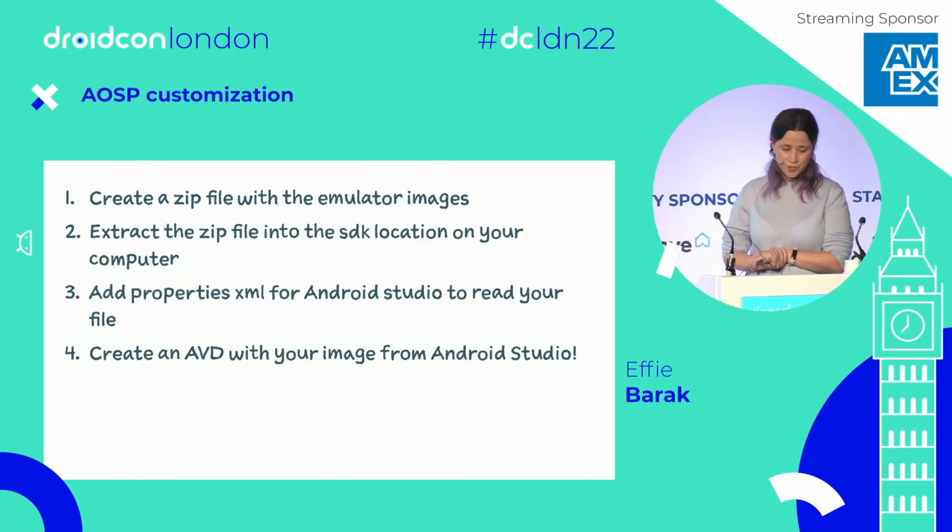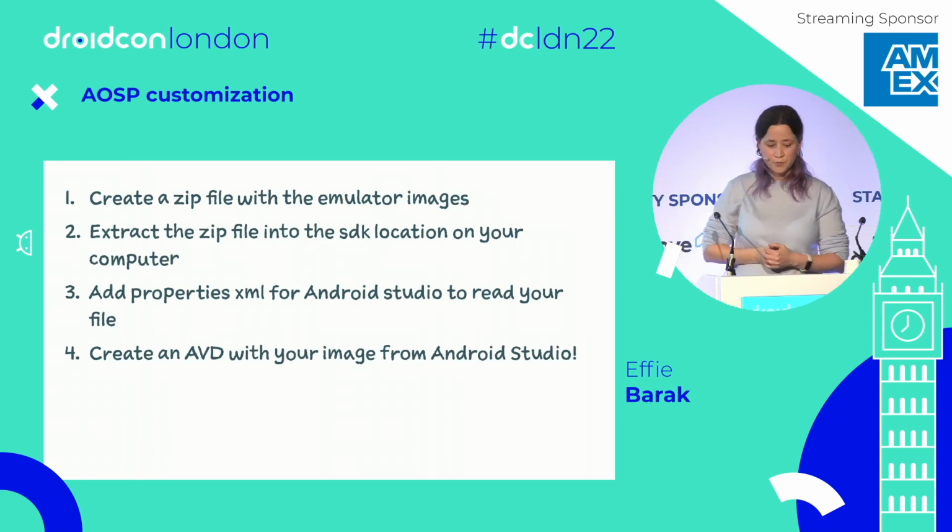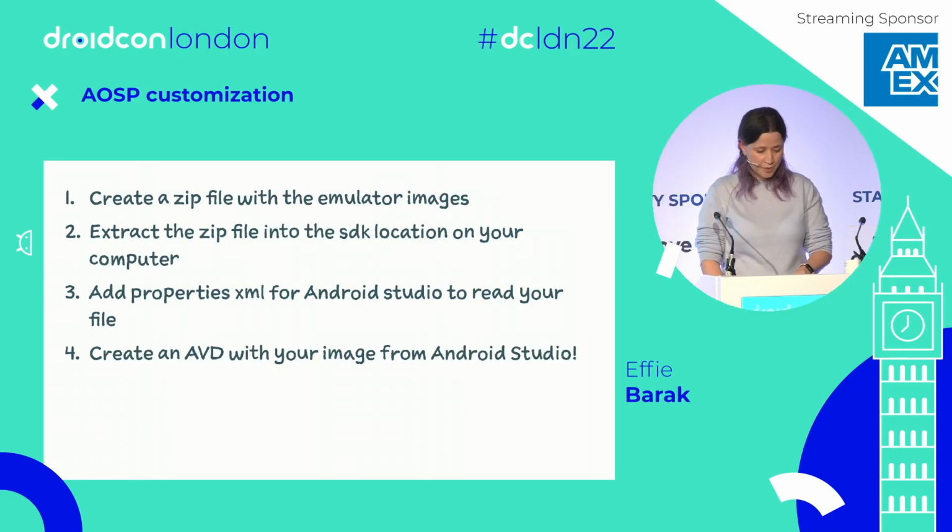The third step, which is the add properties XML, is something that Android Studio uses to display the list of emulator images you can use. Without it, Android Studio will just not know that you can create an emulator image out of this. And the fourth step will be to create an AVD with your image from Android Studio, the same way you do with any other image that you would otherwise download from Google.